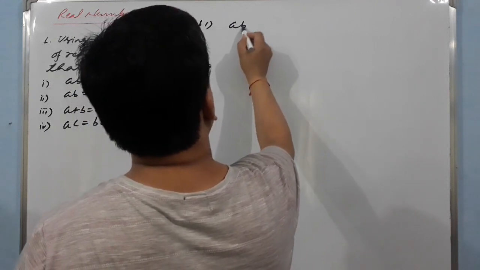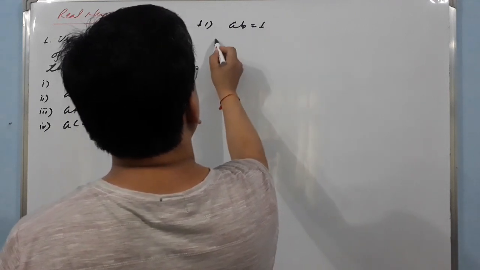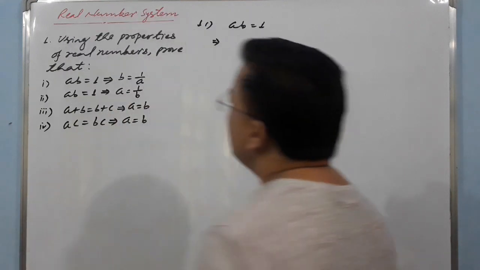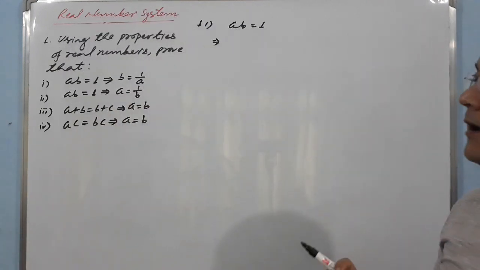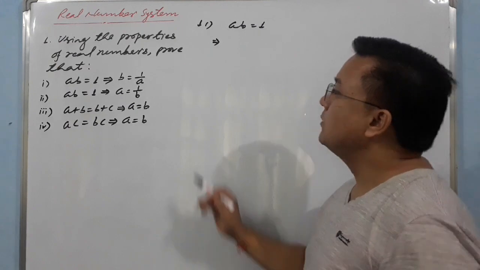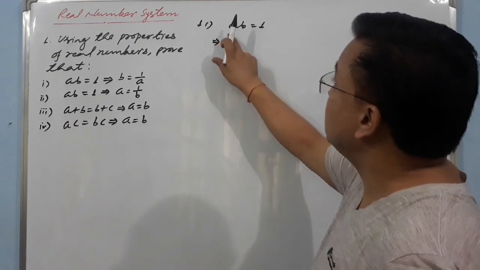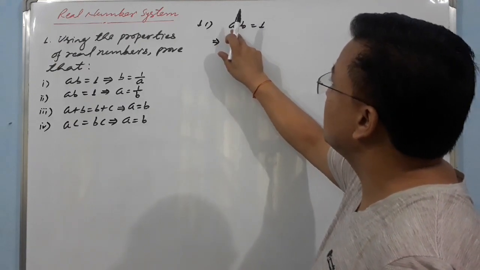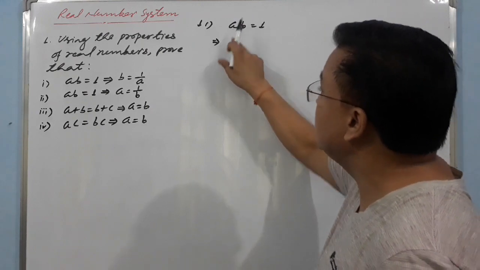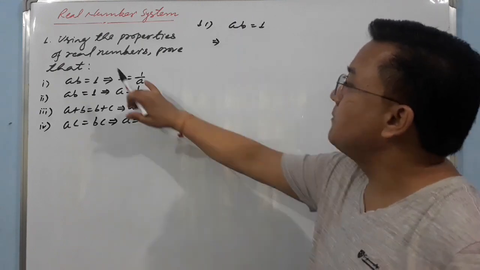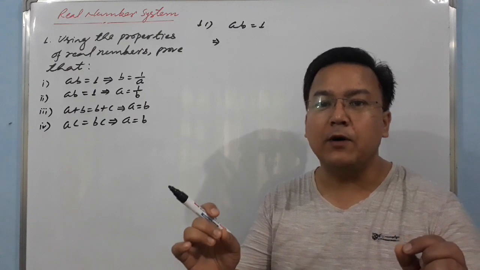First, we have ab = 1. We want to remove A from the left hand side. We want to keep only B, because we have to prove that b = 1/a.